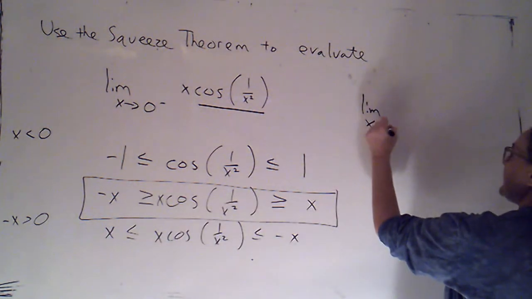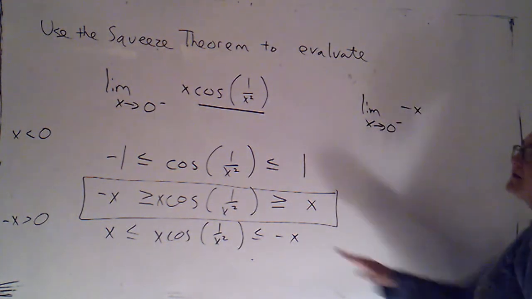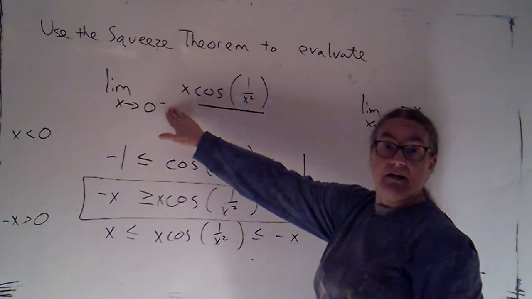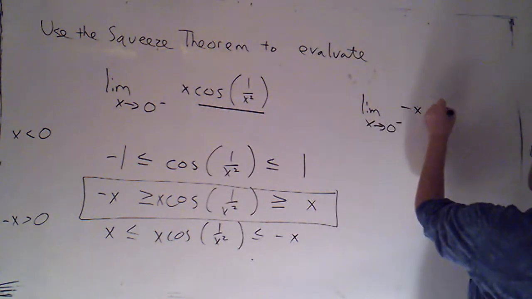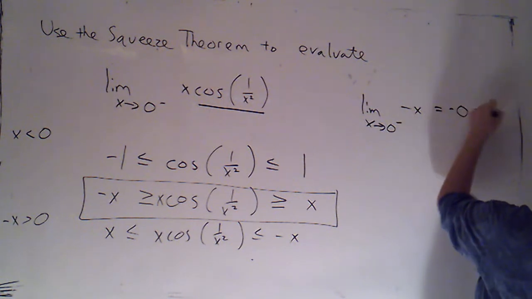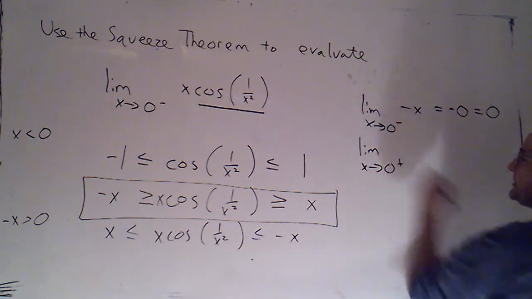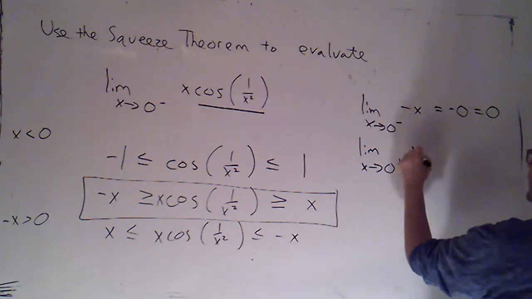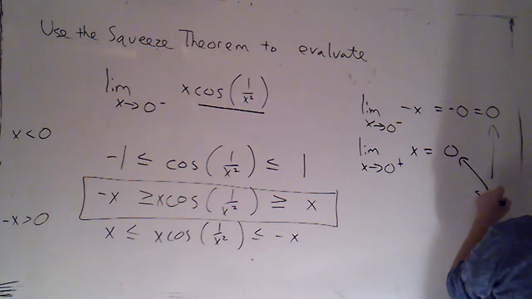So now, let's take a look at the limits of these outermost functions. So the limit as x goes to 0 from the left of -x. Since I'm trying to do a one-sided limit here, I want to be consistent. All my limits are going to be one-sided. This is just the opposite of 0, which is 0. The limit as x goes to 0 from the left of this function of x is just 0. Oh my goodness, those are the same.